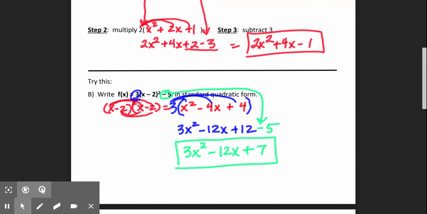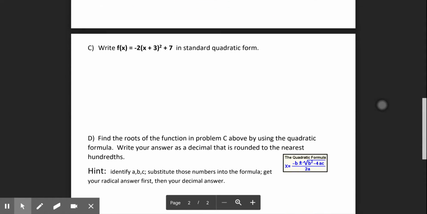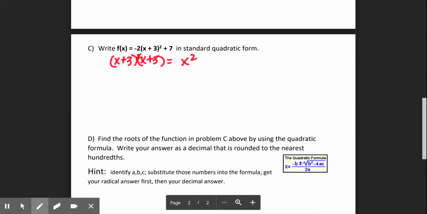All right, let's take a look at letter C. Okay, so we're going to do the same thing. We're going to take x plus 3, and we square that, which means to cover up that squared and put another x plus 3. So that'll be x squared, and then 3x and 3x gives you 6x for your middle term, and then 3 times 3 is 9. And you're going to multiply by the negative 2, because that's where it comes from.